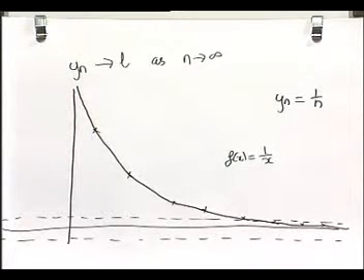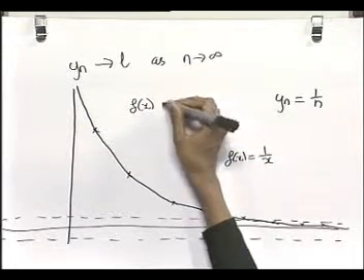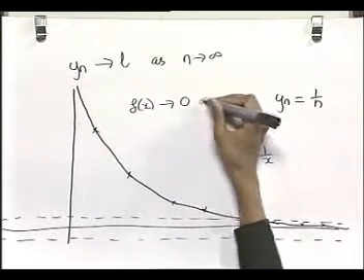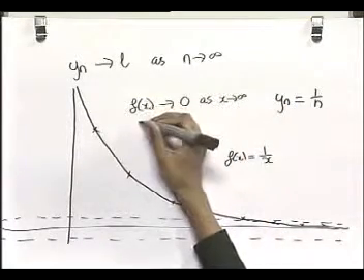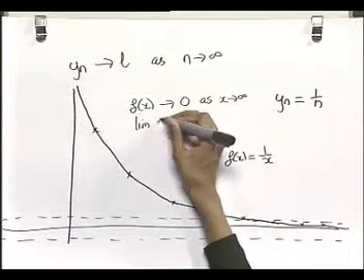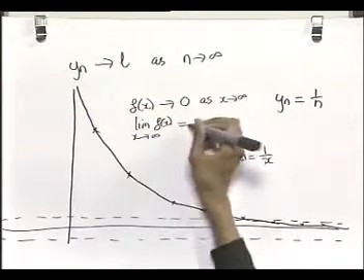If a function tends to 0 as x tends to infinity, we write it like this. We'll write f(x) tends to 0 as x tends to infinity, or sometimes the limit of f(x) as x tends to infinity equals 0.